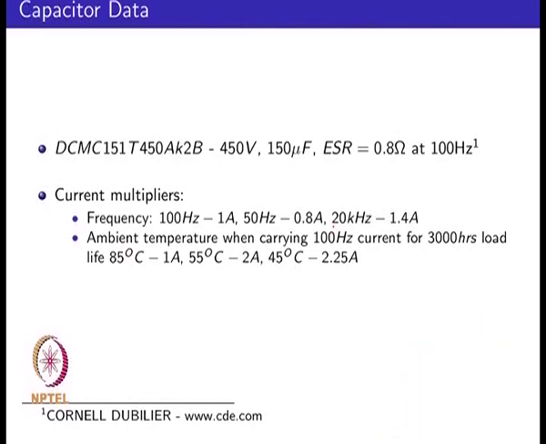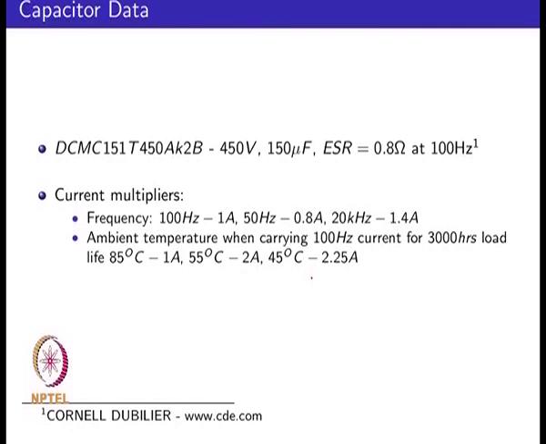We'll assume that the high frequency current multiplier is 1.4 amps even at 20 kilohertz. We had taken 1.4 amps at 10 kilohertz. We'll assume that it stays flat even at 20 kilohertz, and the data is same as what we considered for the DC bus capacitor midpoint topology.